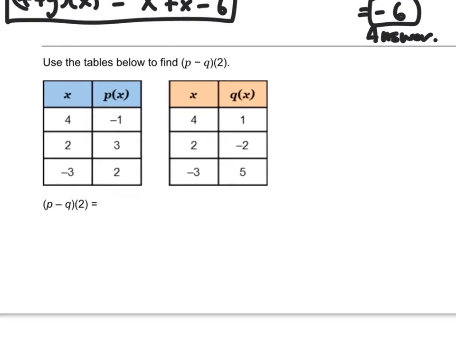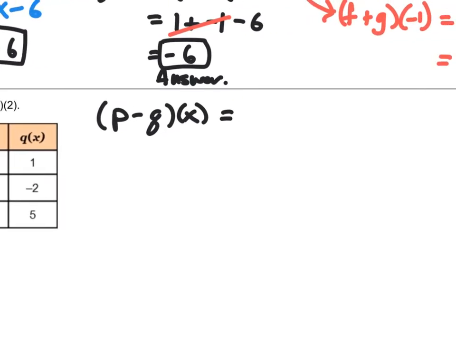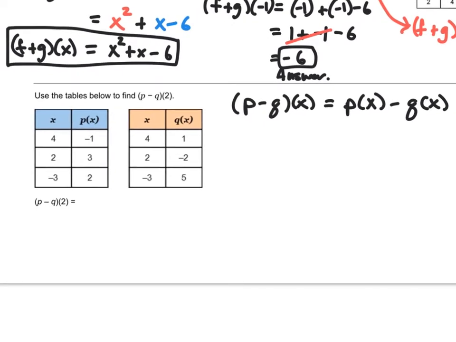Now it says use the table below to find p minus q of 2. So hold on a second. Before I even do anything, if I've got p minus q of x, our independent variable is x, if I do that, that's me doing p of x minus q of x. Now the problem is that I don't actually have functions. I don't have anything. I just have tables of values.